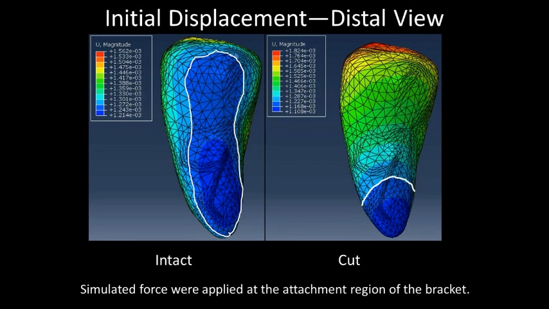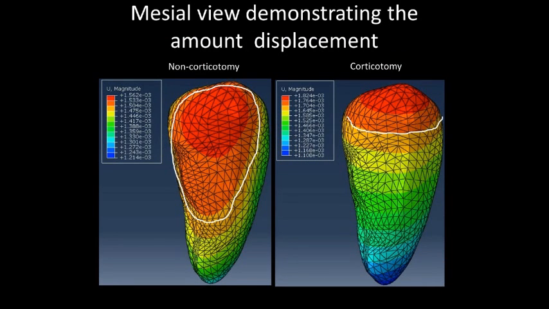The initial displacement from the distal view. Look on the left, all the displacement that has to take place on the cortical bone, but look at the distal view, how little is going to be placed. It's quite obvious that the movement of the tooth is going to be easier on the right than it's going to be on the left. This is a mesial view of the amount of pressure that needs to be applied. On the non-corticotomy, look at the space where the force is going to have to be applied, whereas with a corticotomy cut, it is certainly much less.